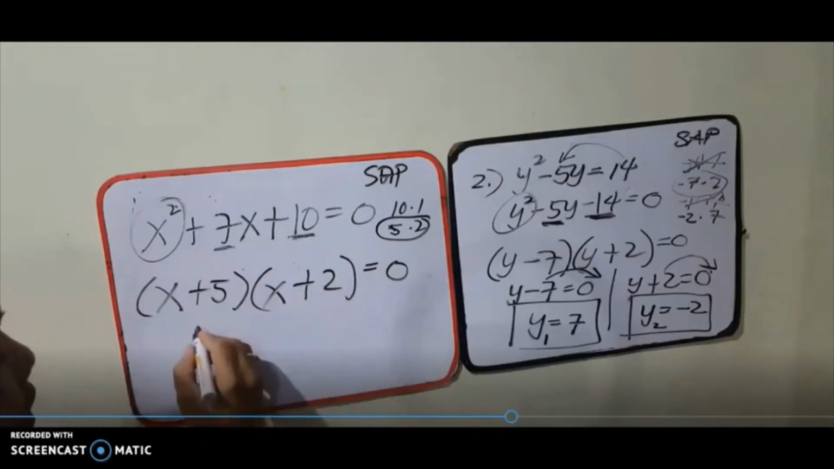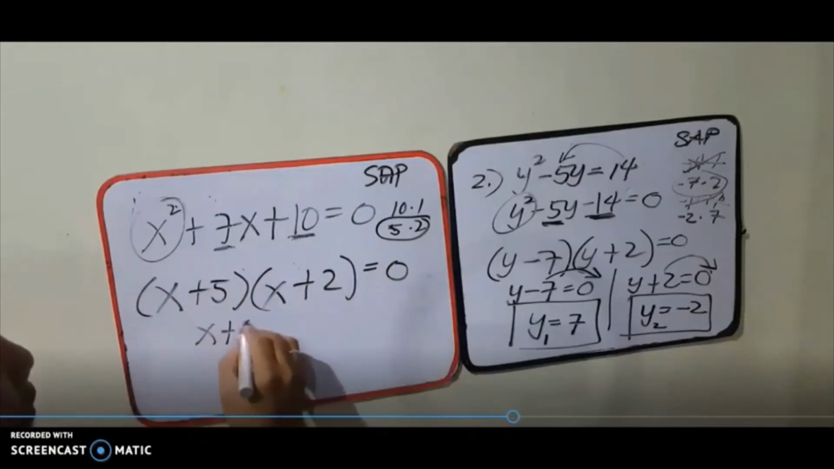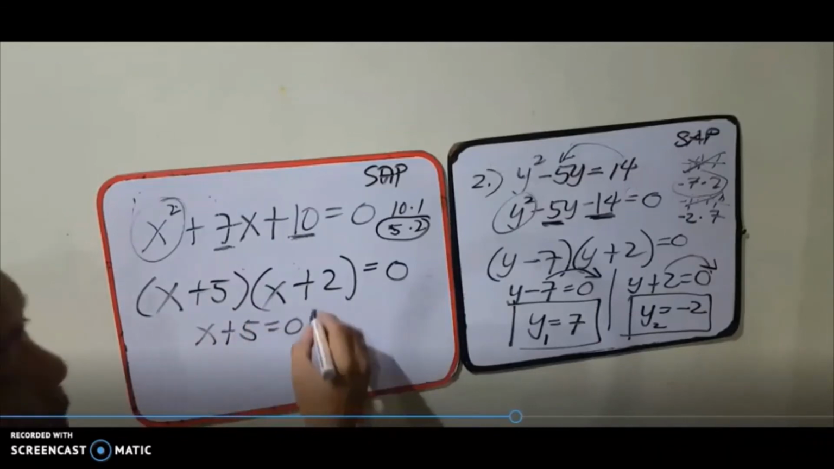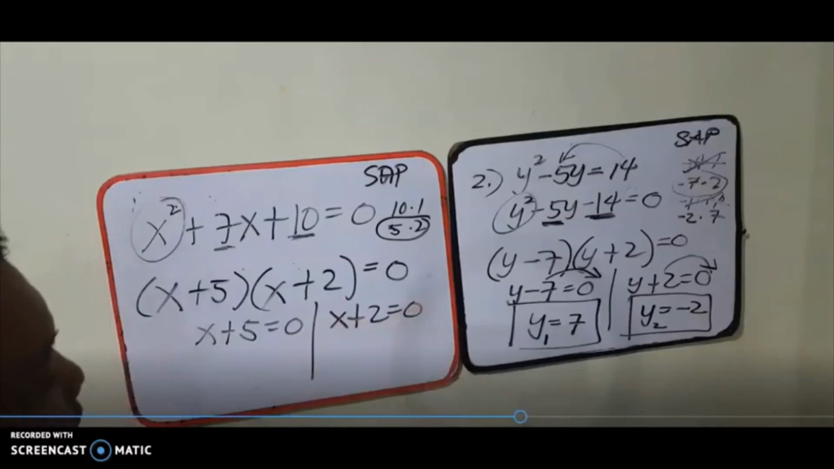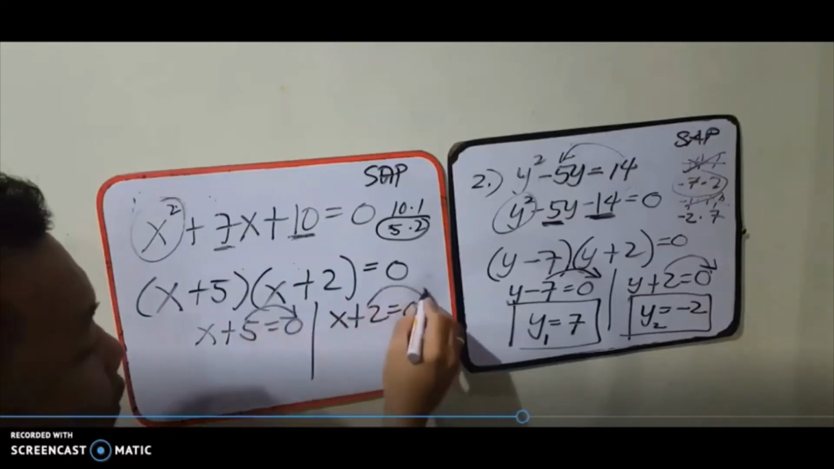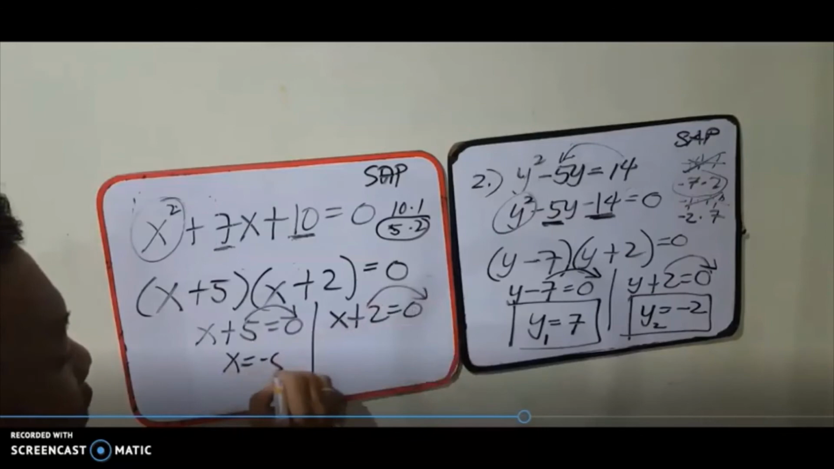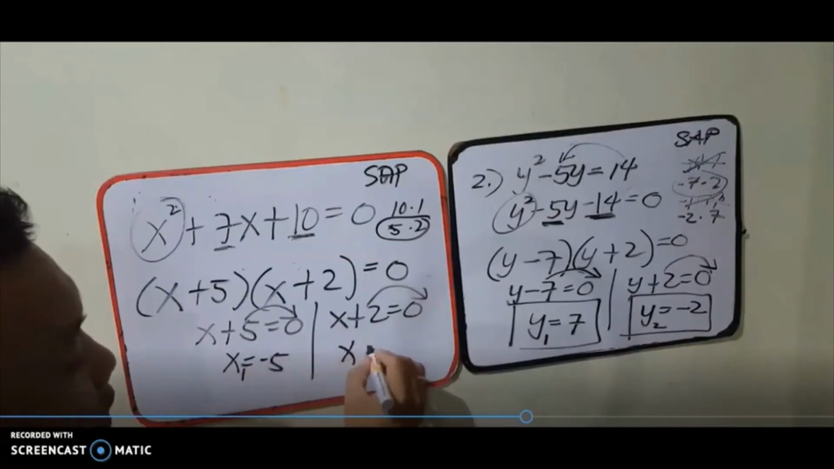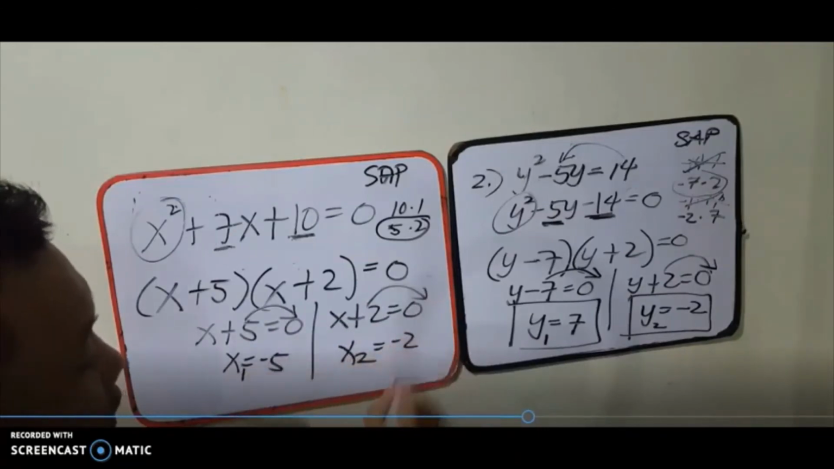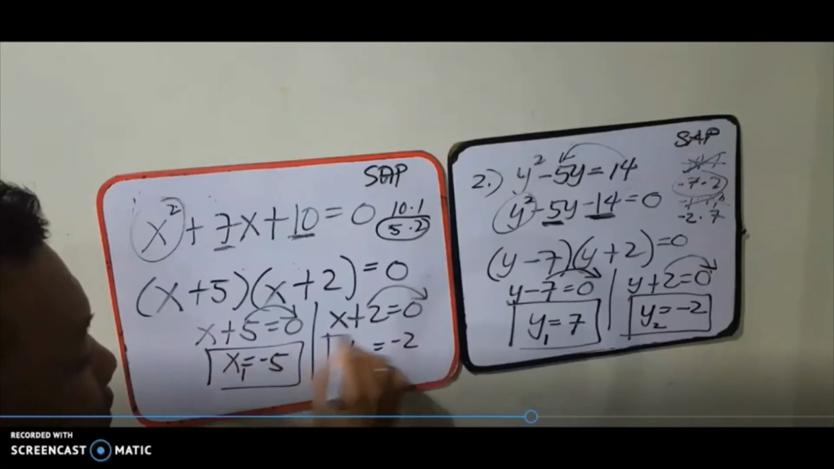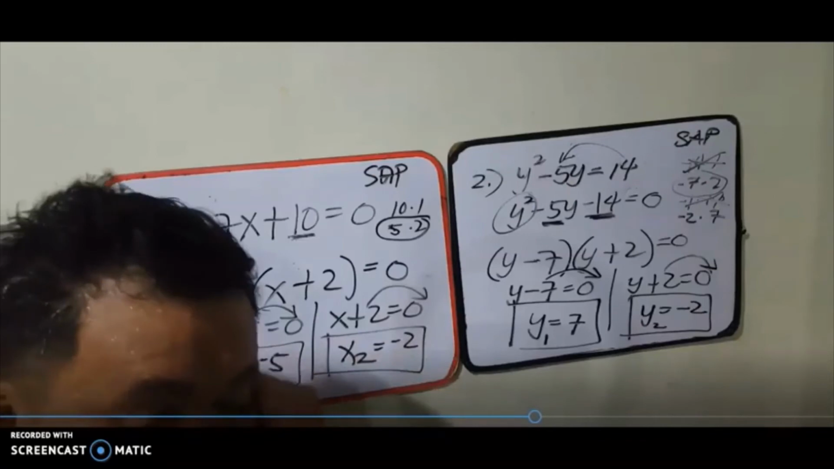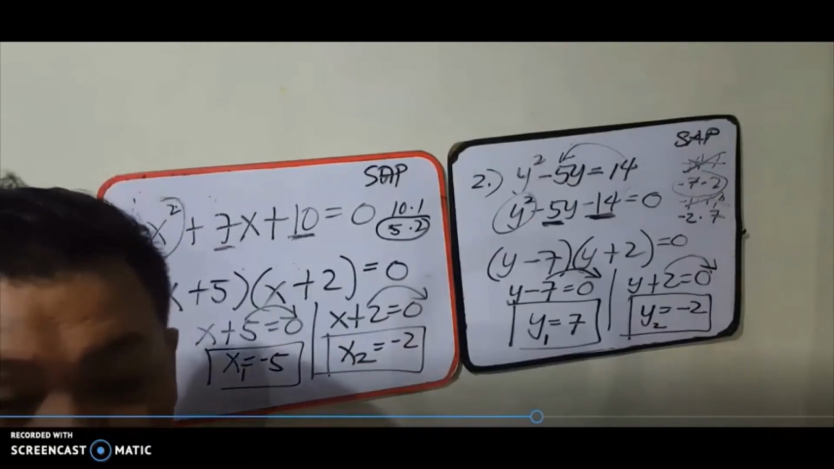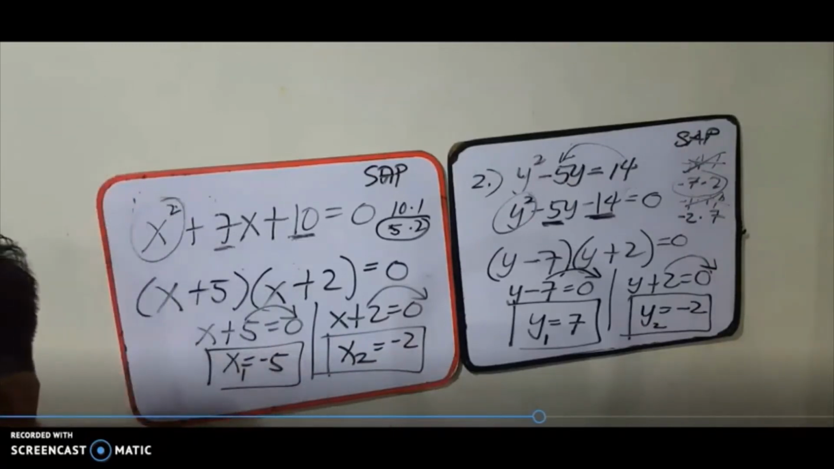Then the zero product property: x plus 5 equals 0 and x plus 2 equals 0. Then move 5 to the right side of the equation. It will be x is equal to negative 5 as x sub 1, then x sub 2 is equal to negative 2. So we'll have these as its solutions. That is if your a is equal to 1. What if your a is greater than 1? Just like this example.